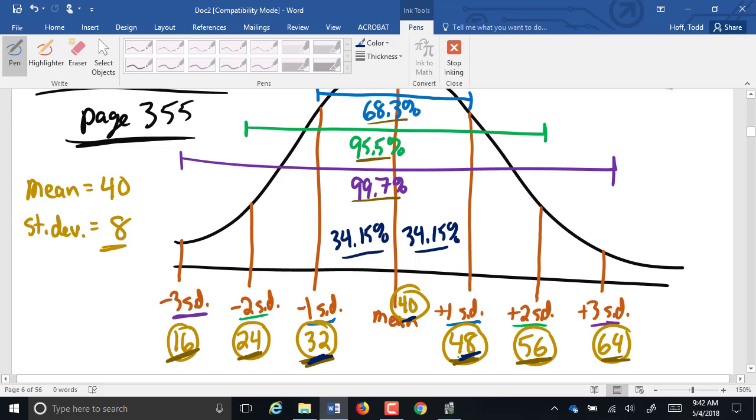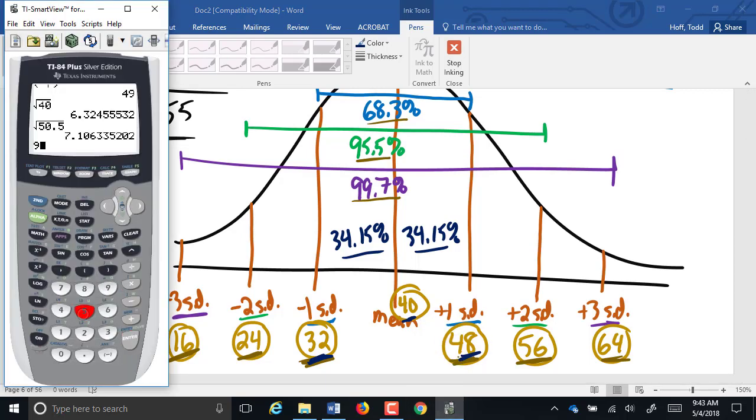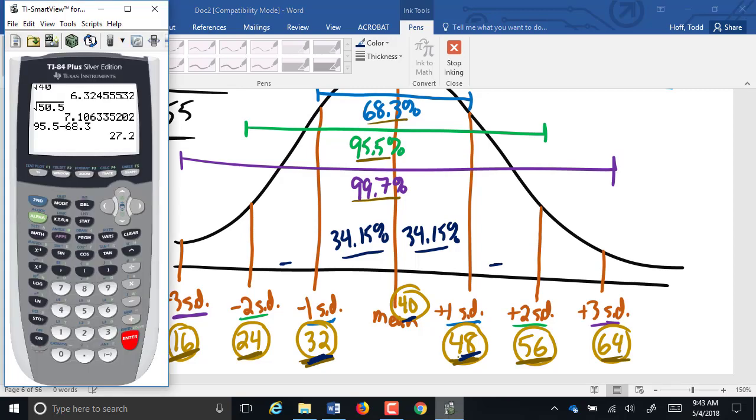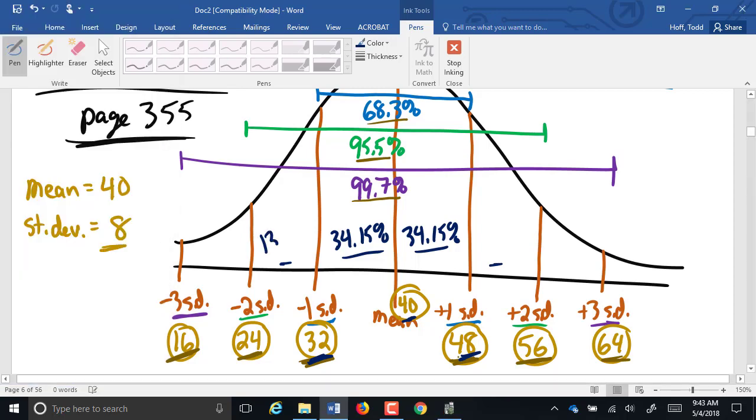As we go out here, 95.5 minus 68.3 gives us 27.2 that's split between here and here. We divide that by 2, that is 13.6% here and 13.6% here. If I were to add these percents up, all 4 of those percents, I would get the 95.5.